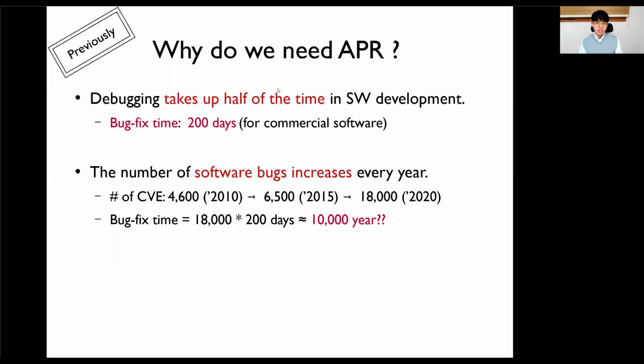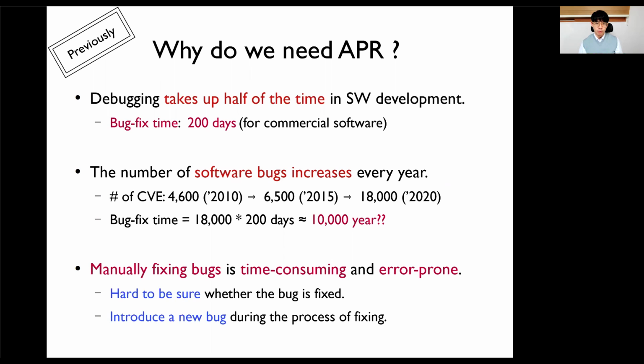The second reason we need APR techniques is that the number of software bugs keeps increasing every year. For example, just for fun, if the number of bugs reported on CVE last year was about 18,000 and it took 200 days to fix each bug, then it would take about 10,000 years to fix those bugs.